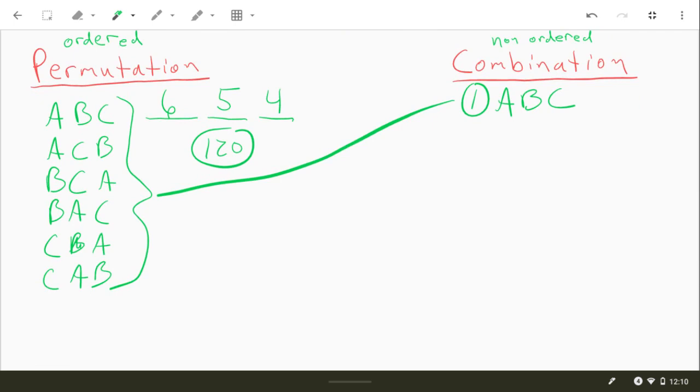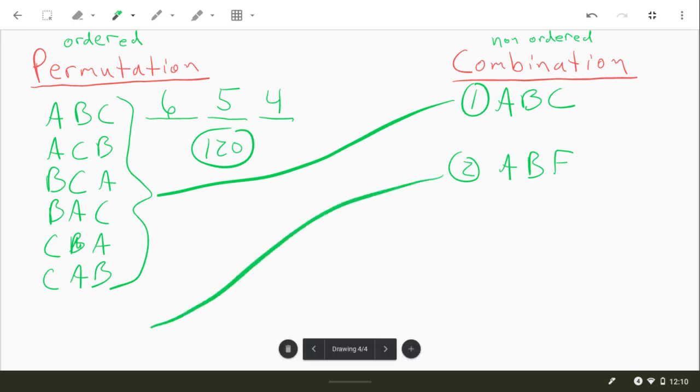And if I had another one, let's say I had ABF, right? I know that this ABF would cover 6 more permutations over here on the left. So this ABF would cover AFB, BAF, FAB, all. There's going to be 6 permutations of ABF over here on the left side. And this one combination is going to cover all 6 of those.